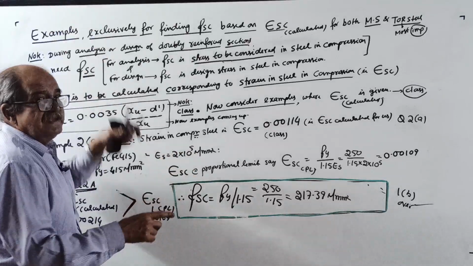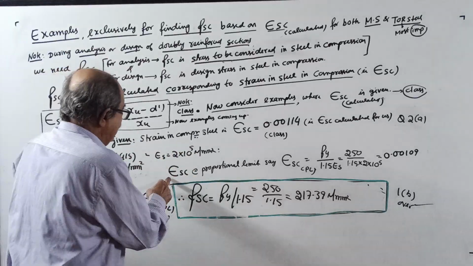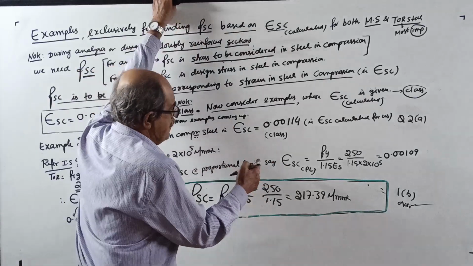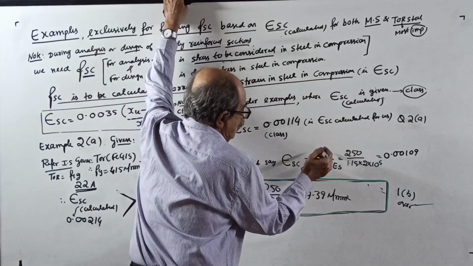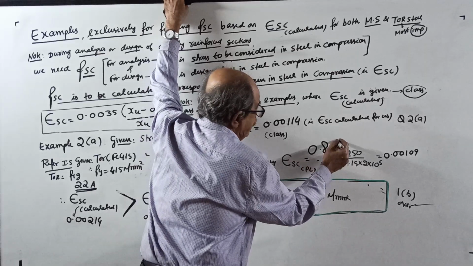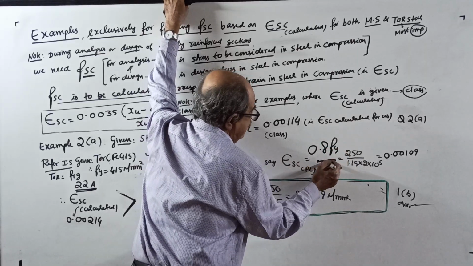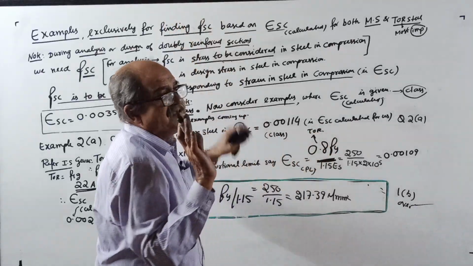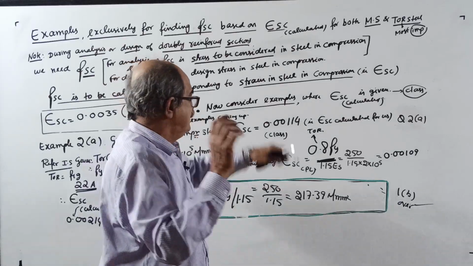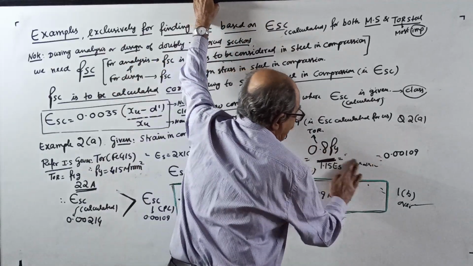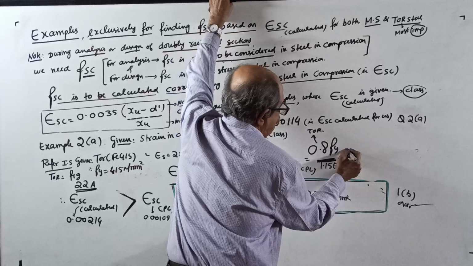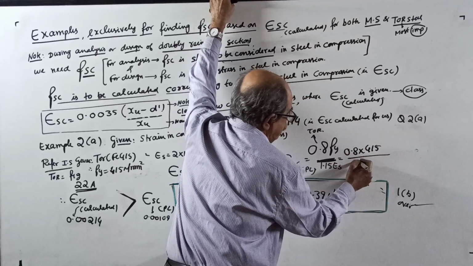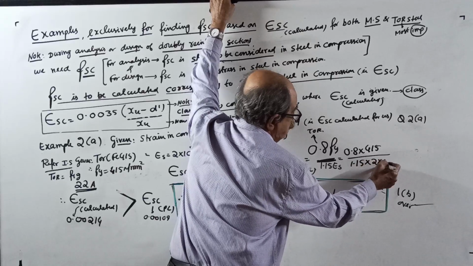First what you have to do, same as mild steel, first find epsilon SC at proportional limit. But one change is there. Remember, I told last time, if it is tar steel, 0.8 Fy. This 0.8 is to be used for tar. For mild, 0.8 is not there. Why I told in the class? 0.8 Fy by 1.15 ES equal to 0.8 into 415 divided by 1.15 divided by 2 10 to the power 5.